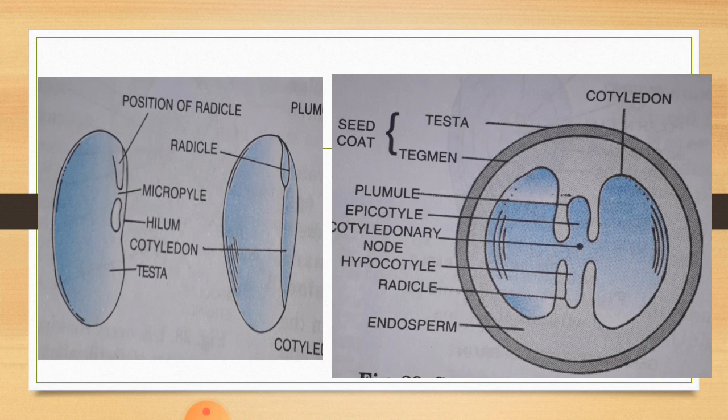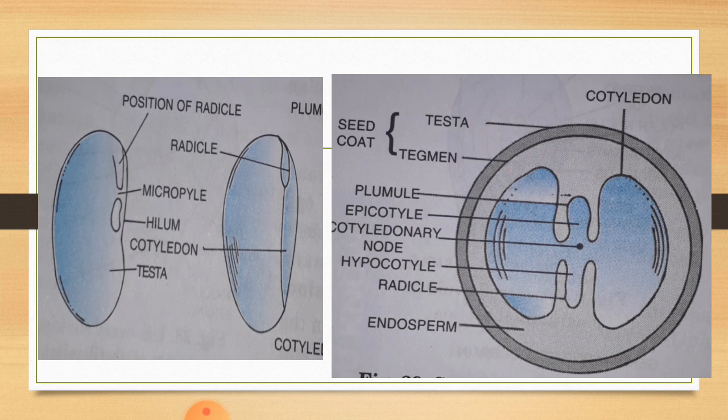So the outer covering is known as seed coat. In case of seeds, the outer or the only seed coat is called the testa, while the inner one is known as tegmen. So far as the seed coat is concerned, it is divided into two parts. Outer hard covering is known as testa, and the inner one is known as tegmen. So seed coat is divided into two coverings.